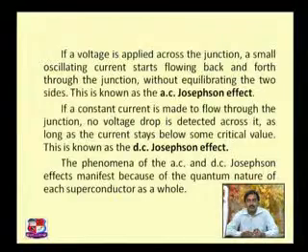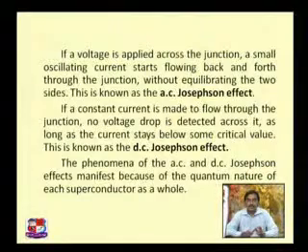But if a constant current is made to flow through the junction, no voltage drop will occur. So it's as if it is a superconductor, but here we can remember that the effect of the insulator is vanishing, and without any potential drop the current is going to flow. This is called the DC Josephson effect. So we can make a distinction between the AC Josephson effect and the DC Josephson effect.